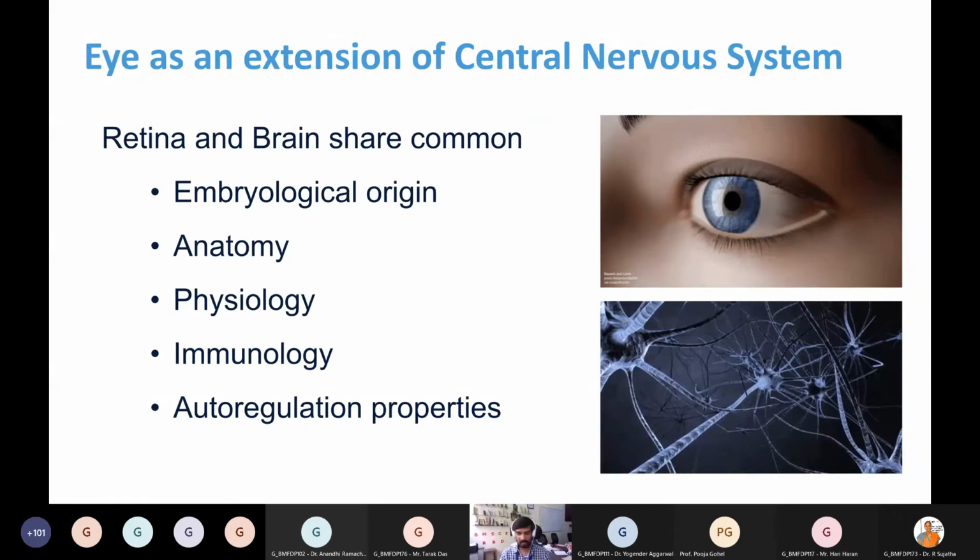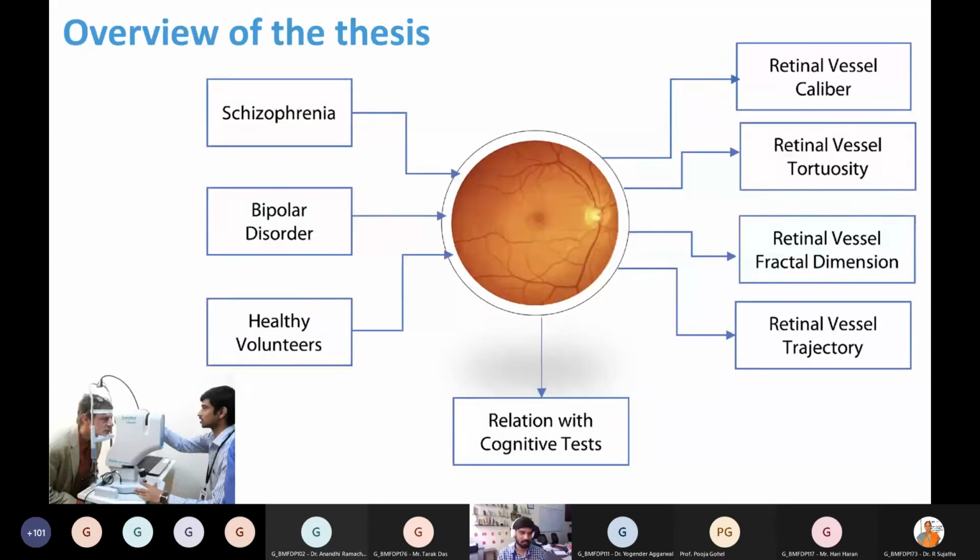Fortunately, I had one supervisor from the National Institute of Mental Health and Neurosciences, and another supervisor, whom you can see on my screen, from the Netherlands. This is the overview of my thesis. We had schizophrenia patients, bipolar patients, and healthy volunteers. We took some features, which I'll discuss in the next few slides, and tried to see if there is some difference between psychiatric patients and normal people like us.